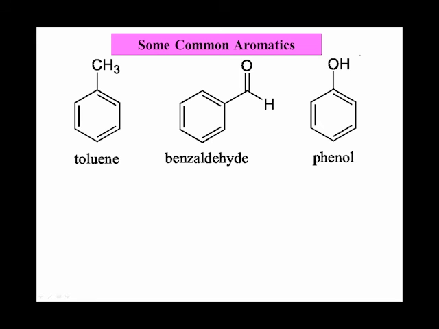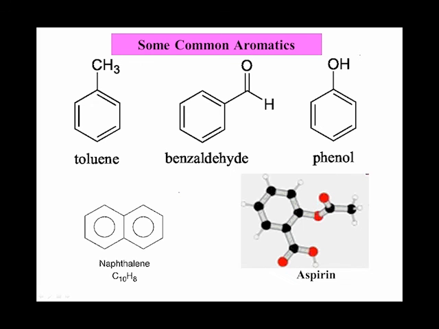Some common aromatic compounds. How are they formed? Well, we attach side groups, so to speak, to the benzene ring. In the case of toluene, we have attached a methyl group. And this, of course, could be called methylbenzene, but the common name is toluene. Benzaldehyde has an aldehyde group attached to the benzene ring. Phenol means that it's really an alcohol, but it's an alcohol that contains a benzene ring.